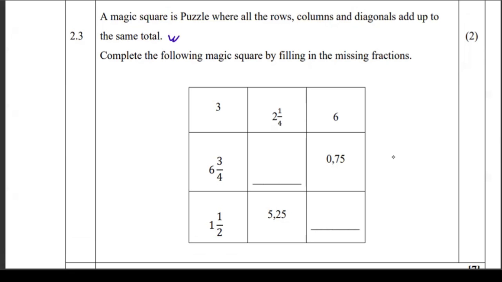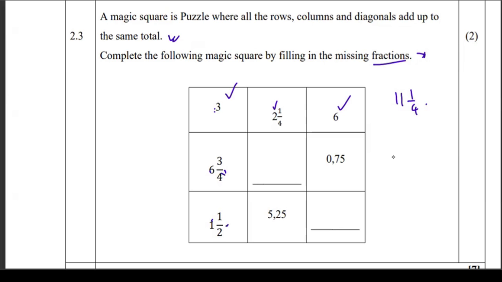Okay, 2.3. A magic square is a puzzle where all the rows, columns, and diagonals add up to the same total. They want us to complete the following magic square by filling in the missing fractions. Okay, so what we know is just the top part is complete, and then this side is also complete. Meaning that if we have 3 plus 6, that's going to be 9. 9 plus 2 quarters, which is going to be 11 and a quarter. And then looking at this, 3 and 6 is going to be 9 plus 1, that is 10. And then we're also going to have 11 and a quarter because of these two.